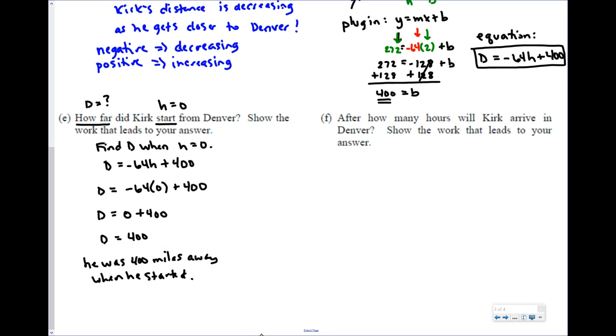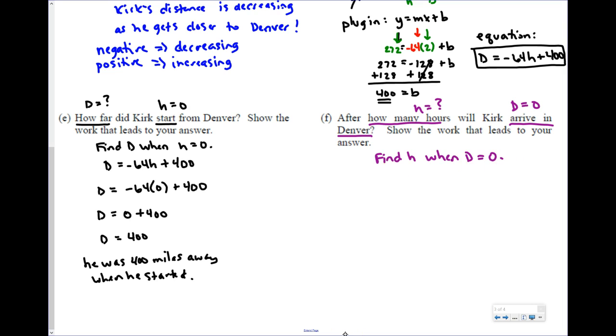Okay. Now F says, after how many hours will Kirk arrive in Denver? This is just the opposite. After how many hours? So it wants you to find out what h is. Find out what h is given when he arrives in Denver, which means that your distance here would be 0 because he's in Denver, right? He's not anywhere away from Denver. He's in Denver, so his distance is 0. So this question is just saying the opposite. Find h when d equals 0.